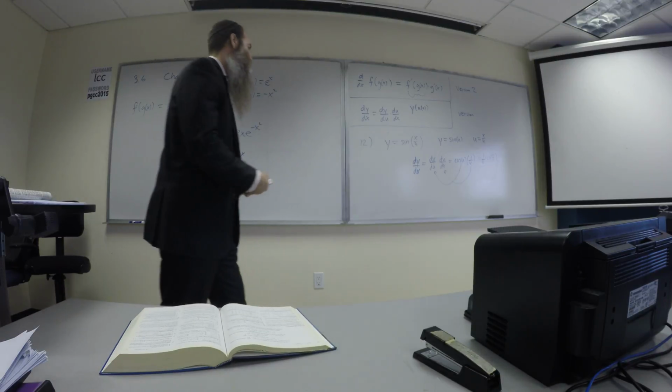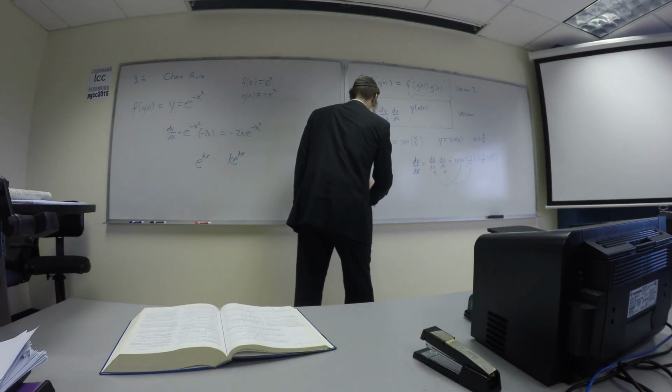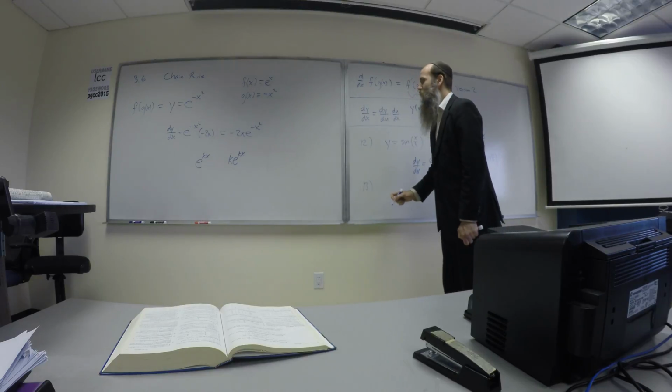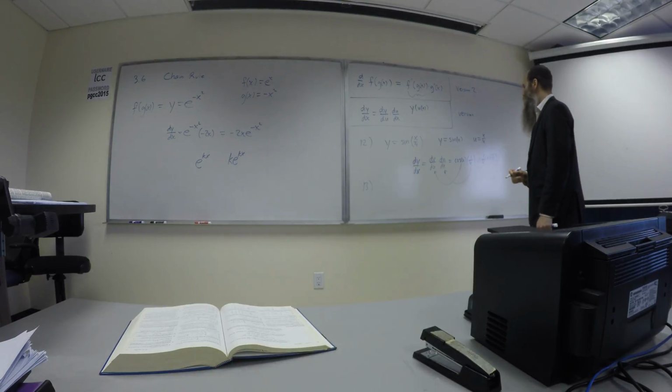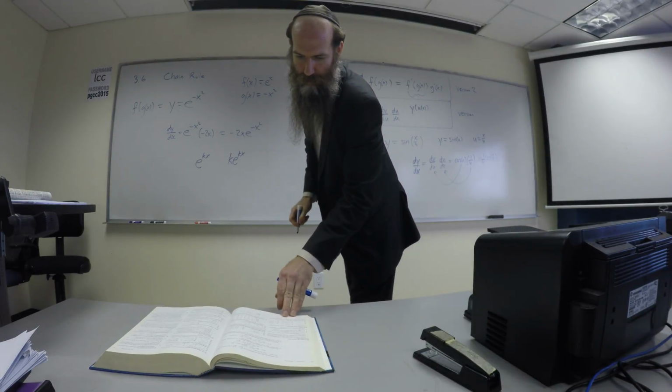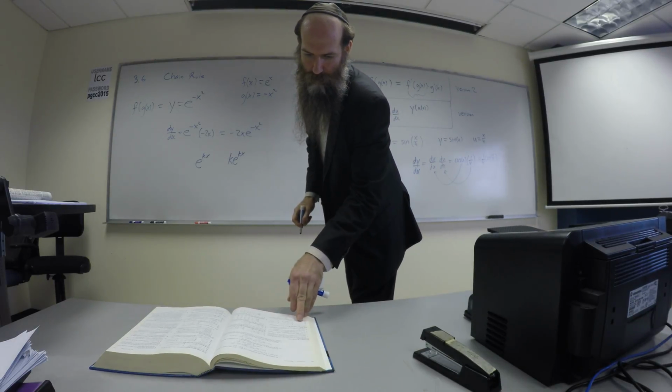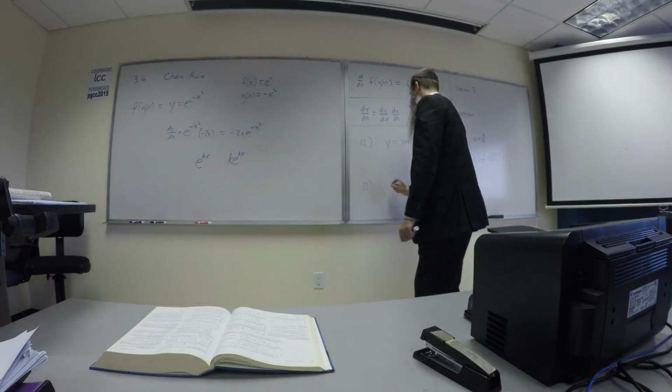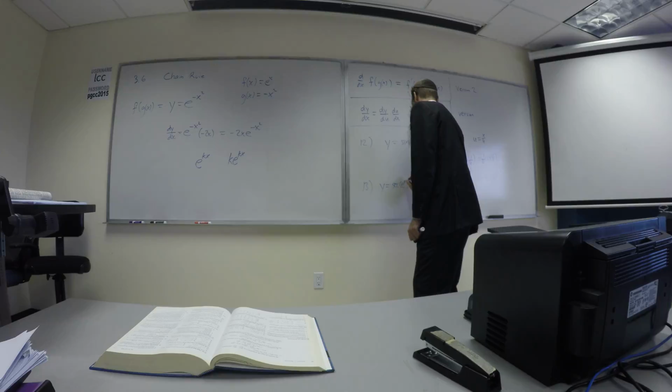Number 13, secant e to the x. Again, we haven't done any 3-link chains yet, correct? Or 2-link chains. Again, it can get extremely complicated. You have to really pay attention to the flow. Secant, and inside the secant is e to the x.